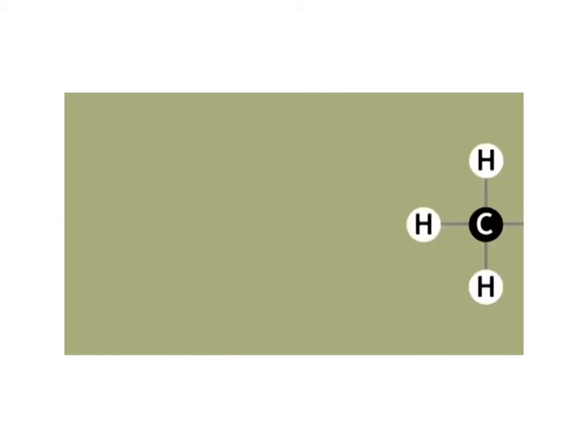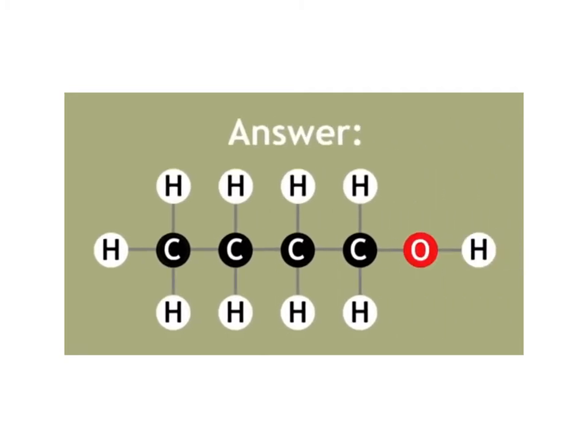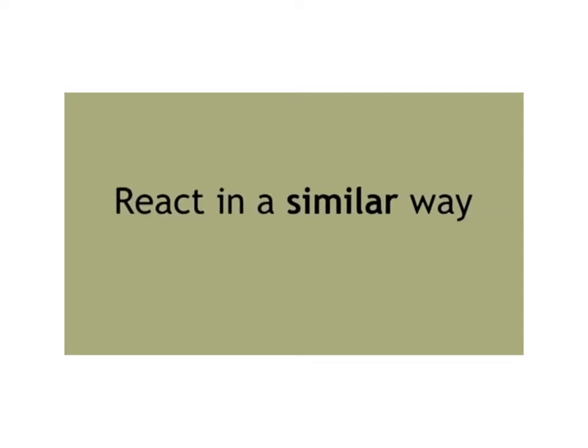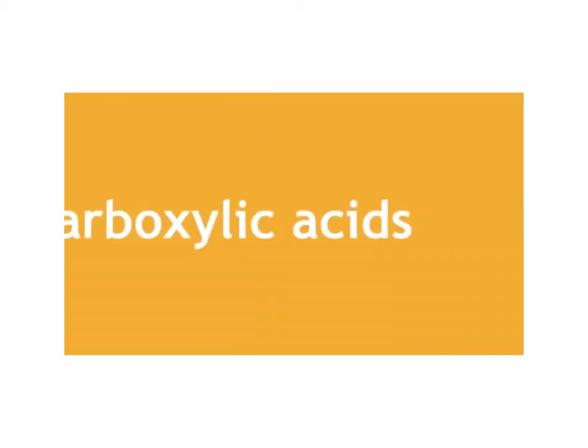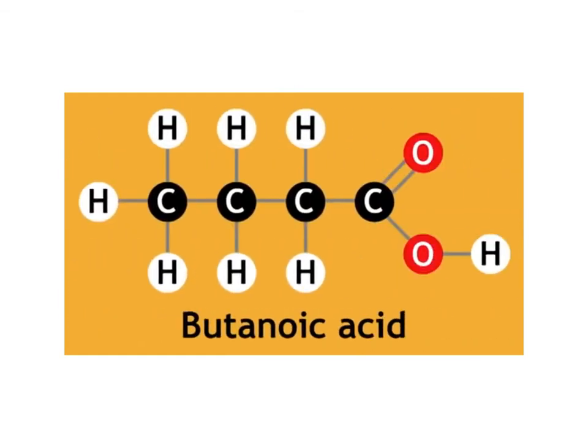Pause this video now and try to work out the name of this molecule. There are 4 carbon atoms in this molecule with an alcohol group, and so its name is butanol. The alcohol functional group means that all these compounds will react in a similar way and will have similar properties. Carboxylic acids are another example of a functional group. This is the functional group for a carboxylic acid and gives an organic molecule the name oic acid. Methanoic acid, ethanoic acid, propanoic acid, and butanoic acid.